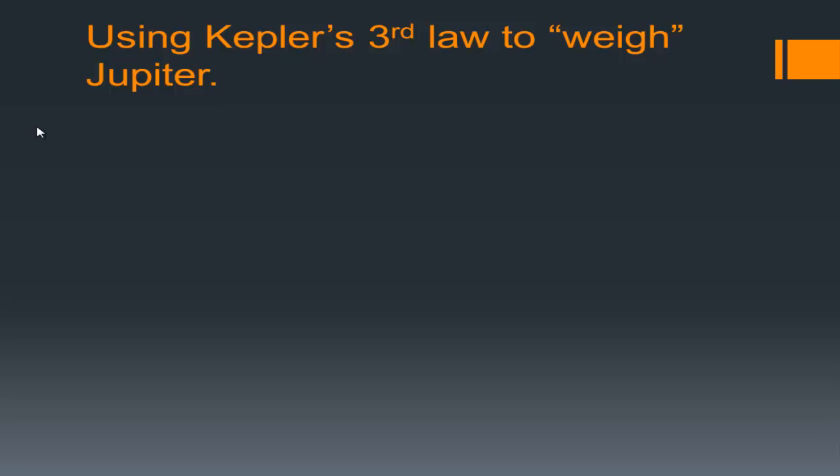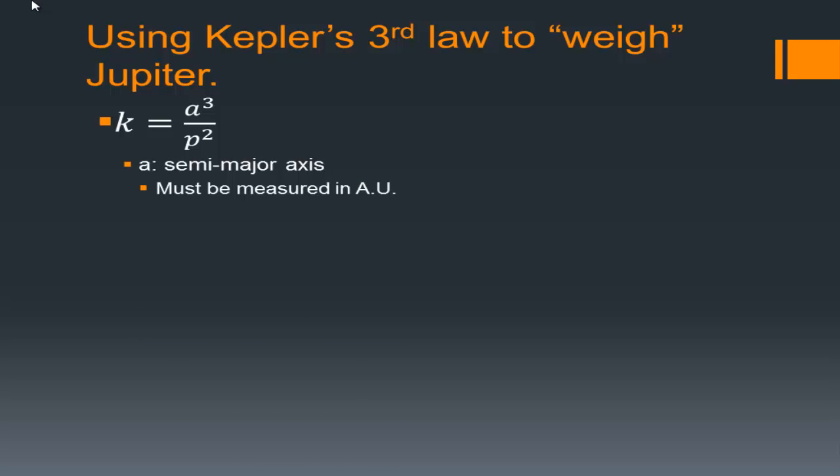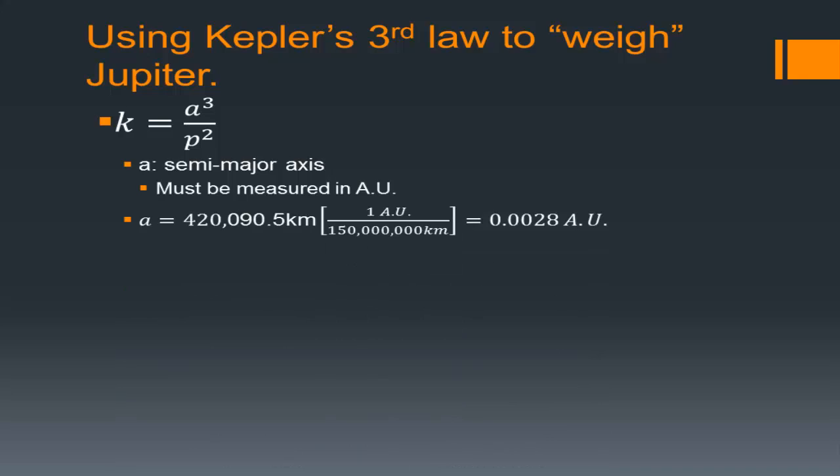So we're going to be using Kepler's third law here to actually determine the mass of Jupiter. Technically, weighing is different, but for now, you guys don't need to know too much difference. We'll use that term. So here's Kepler's third law. We need to know the semi-major axis. Now, here's a catch. Our semi-major axis we measured was in kilometers, but it has to be measured in astronomical units, an AU. Just as a quick review, an astronomical unit is the average distance between the Earth and the Sun. And that works out to be about 150 million kilometers.